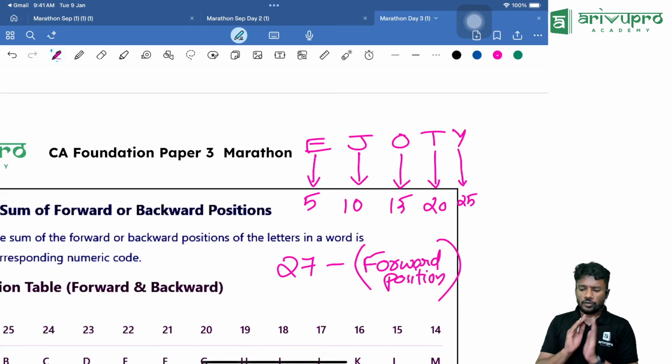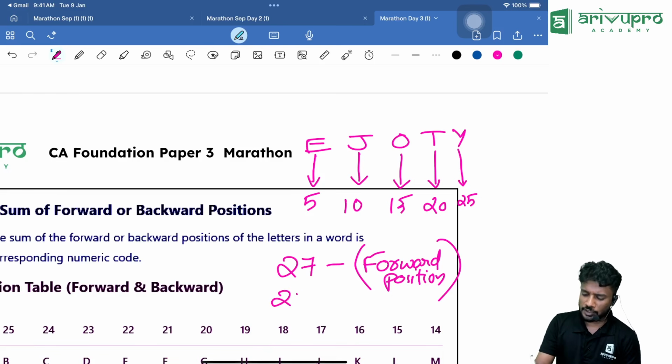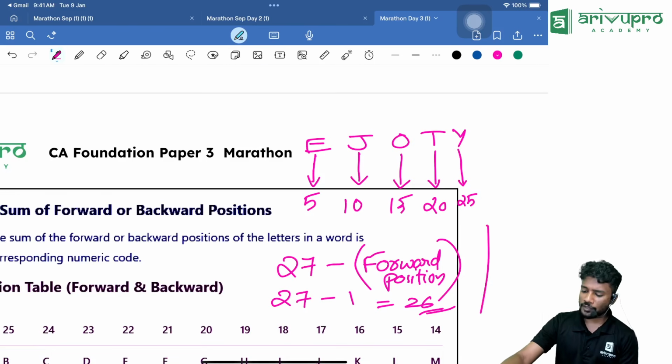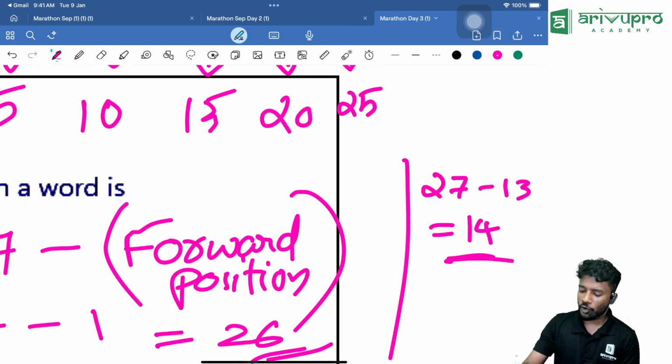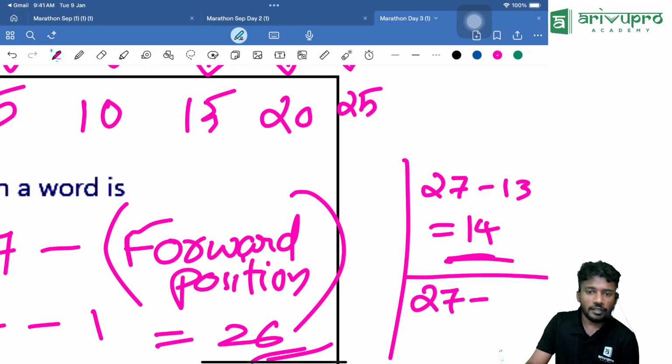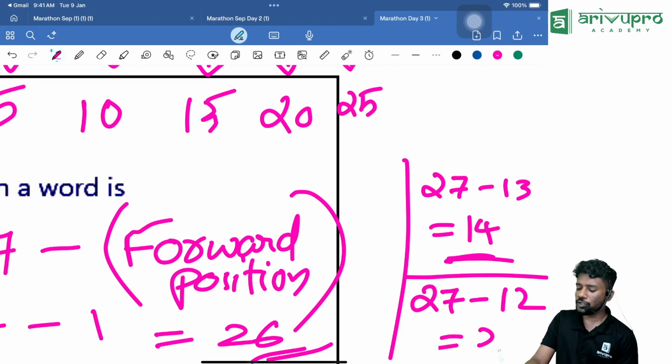For example, what is the backward position of A? We know that A is at first position from the forward, so it will be 26. What is the backward position of M? That is nothing but 27 minus 13. That is 14. What is the backward position of L? 27 minus 12, which is equal to 15. Yes, keep a note of that.